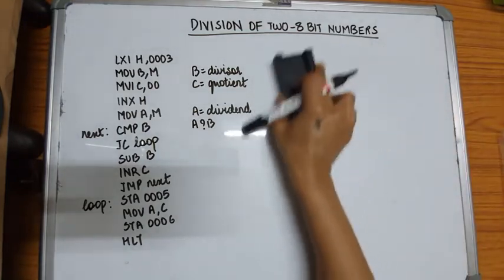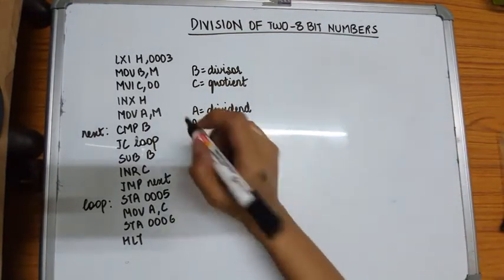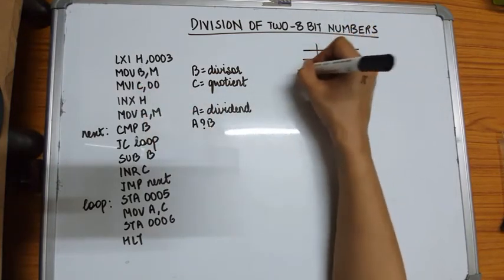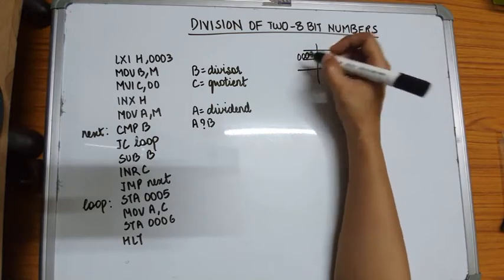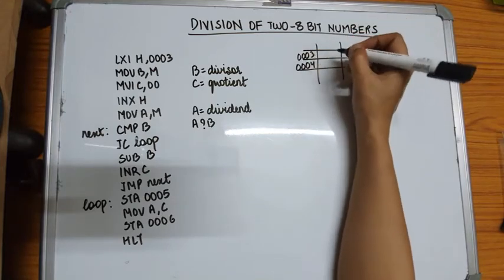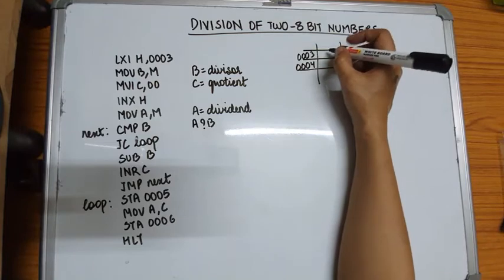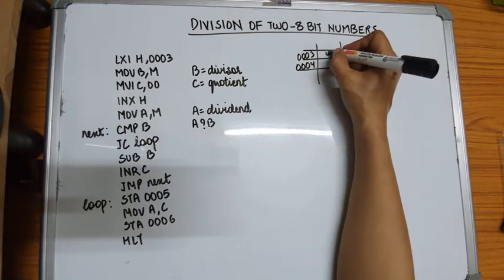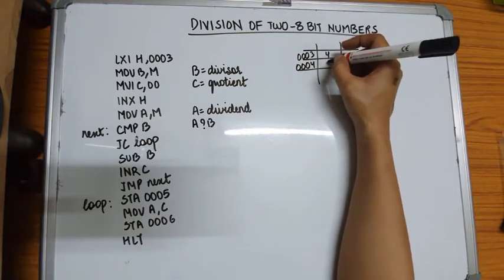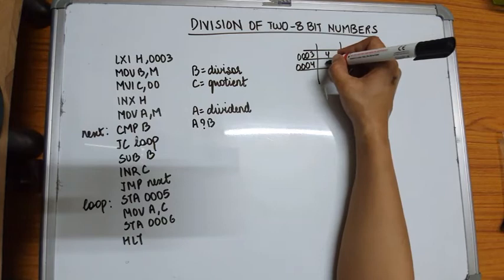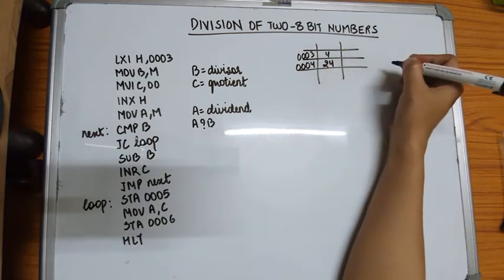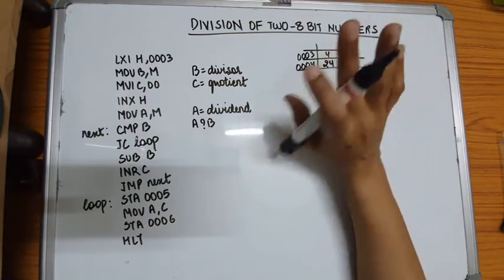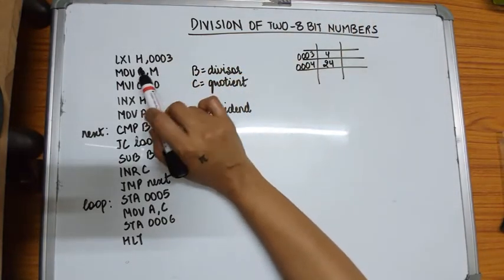So let's jump to our program now. LXI H, 0003, again the numbers are coming from locations 0003 and 0004. 0003 is storing the divisor, so this would be storing 4, and this would be storing our dividend. Okay, so now let's start the execution of the program, the dry run.